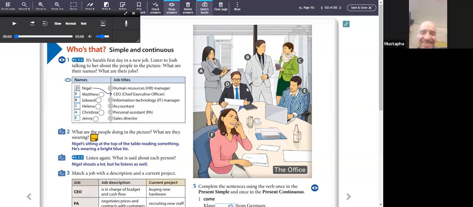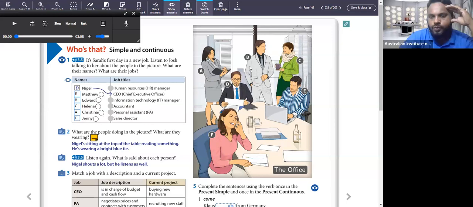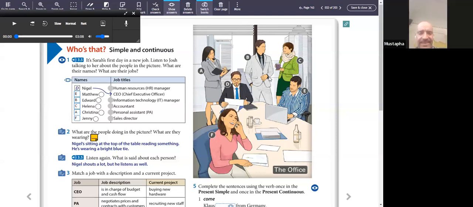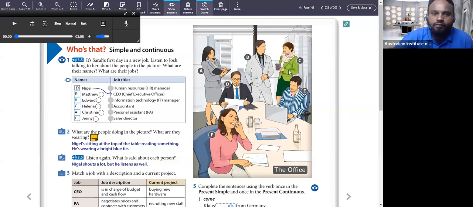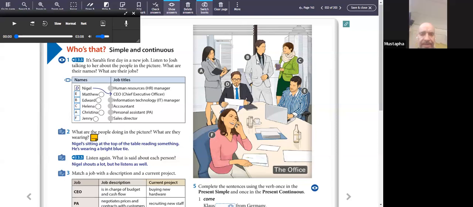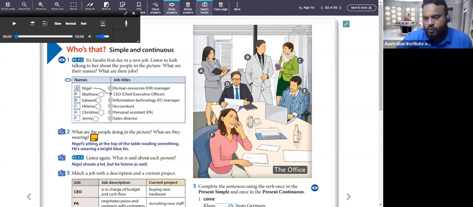So now we know their names. Based on the picture, with visualization and with listening power, we'll identify what job they are doing and what it could be. Okay, beautiful. Now let's start with Matthew. Matthew, number B, is Matthew. We can see Matthew is a sales director. He looks like a salesman, isn't it? And since he's a very smart guy, having a good dress code, he's a sales director.